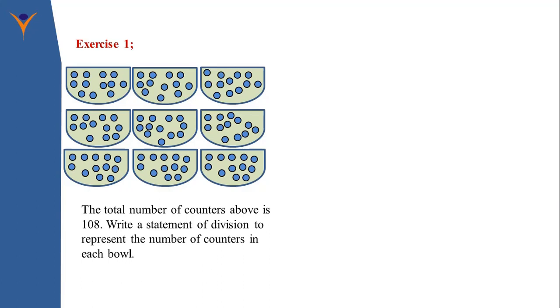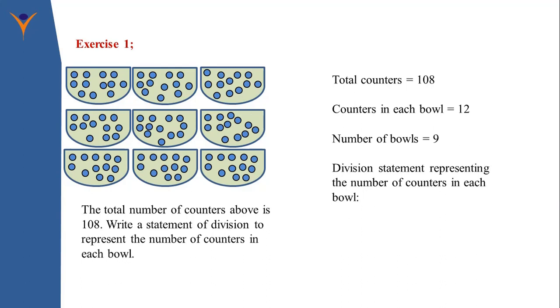Pause the video now. All right, you're welcome back. How well did you do? If you did your work correctly, then the first thing you would have done would have been to extract the information you have. So first thing I can see, you have the total number of counters as 108. You have the total number of bowls as 9, and the counters in each bowl 12. So the statement that will show the number of counters in each bowl will simply be 108 divided by 9. You divide the total counters by the number of bowls, and that will give you the number of counters in each bowl. So 108 divided by 9 equals 12.